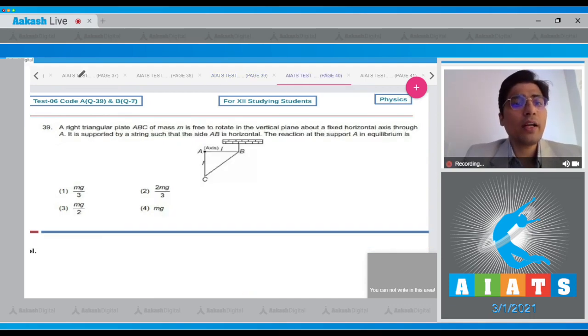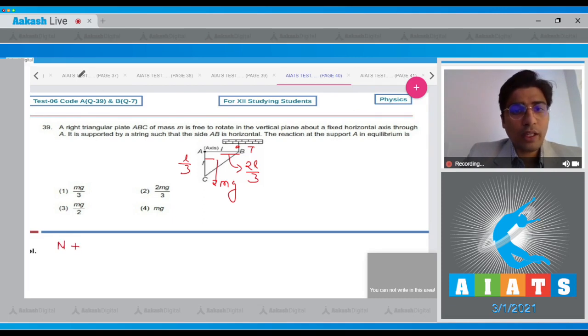Moving on to question number 39. In this question, a right triangular plate ABC of mass m is free to rotate in the vertical plane about a fixed horizontal axis through A. Now it is supported by strings such that AB is horizontal. The reaction at support A in equilibrium is something that you have to calculate. The student, let the tension here be T. There will be an mg force downwards. Now the distance of center of mass will be L by 3 from here, and from this corner it will be 2L by 3.